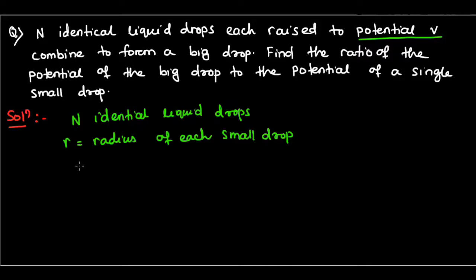It means all the liquid drops are charged, and since they have the same radius, they must have the same charge. It means all the small drops carry equal amount of charge. So let small q be the charge on each small drop. Now tell me, what will be the potential V of each small drop?